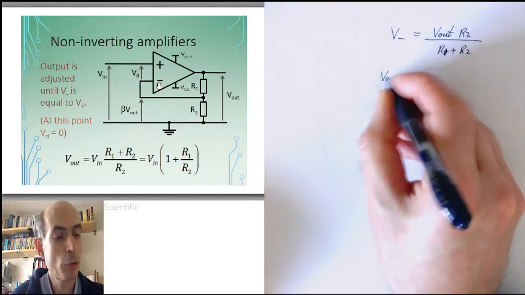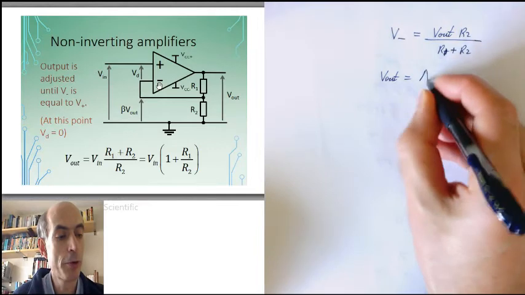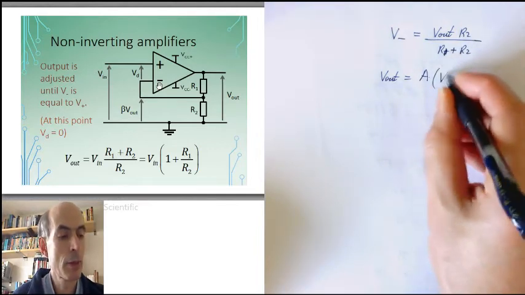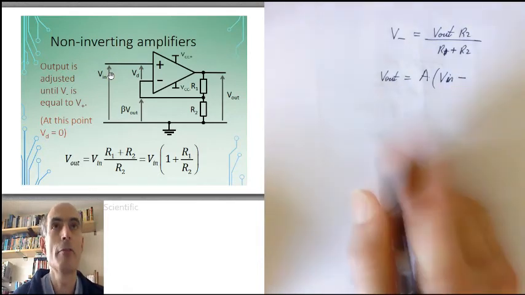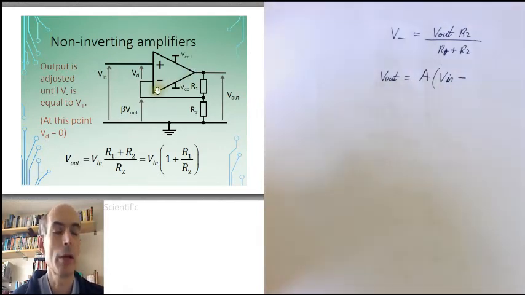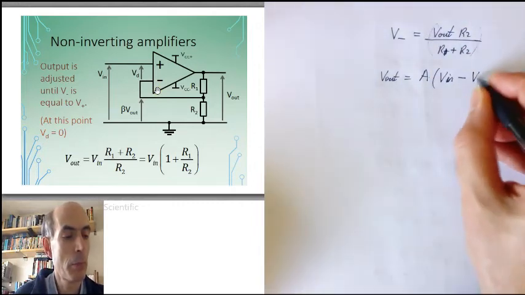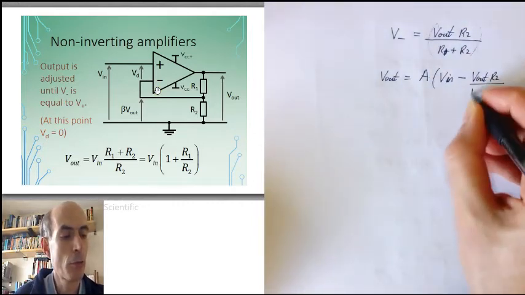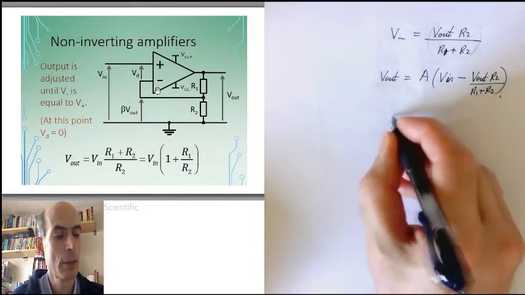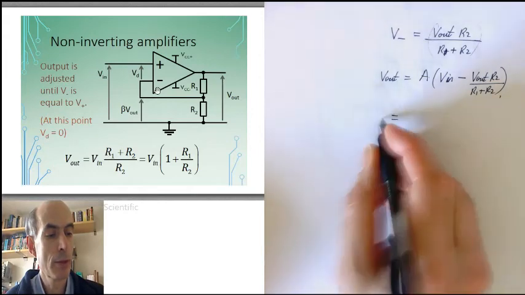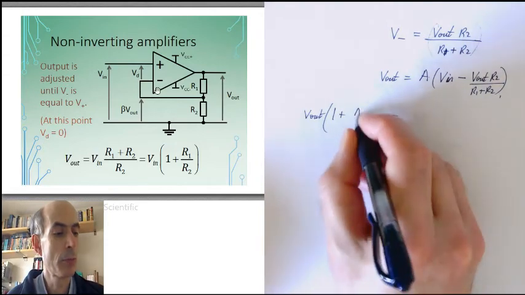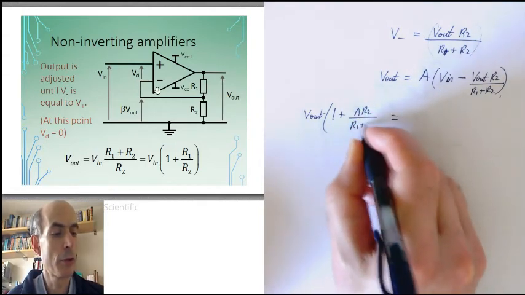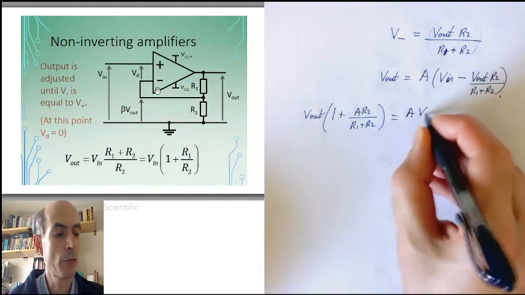Our output voltage from the op-amp, we also know, is the open loop gain of the op-amp times V plus, the non-inverting input, which is just the input voltage to our amplifier, Vin, minus V minus. That's the inverting input there, which is this. So that would be minus Vout times R2 over R1 plus R2. The same algebra that we did before. That gives us Vout times 1 plus A times R2 over R1 plus R2 equals A times Vin.